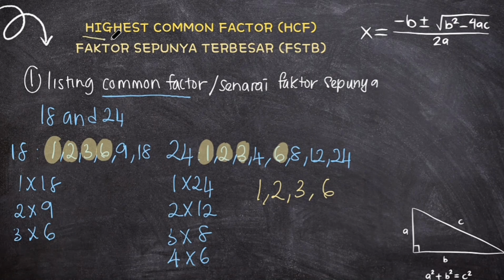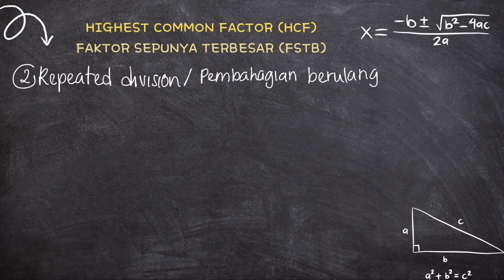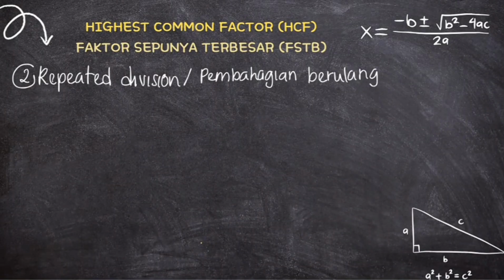They ask for the highest common factor, faktor sepunya terbesar. So, which one is highest? 6, yes. So, the answer is 6. Okay, now we move to the second method, which is repeated division, pembahagian berulang.